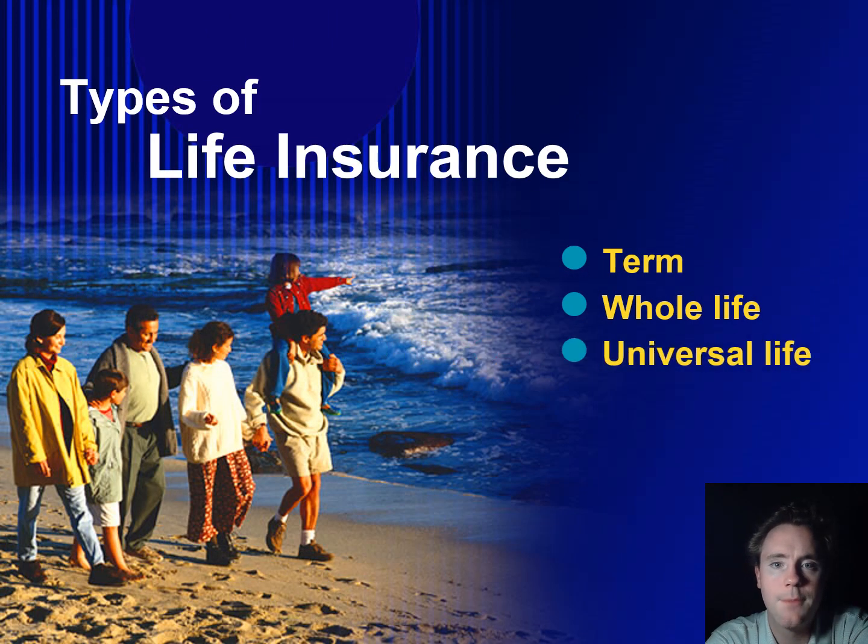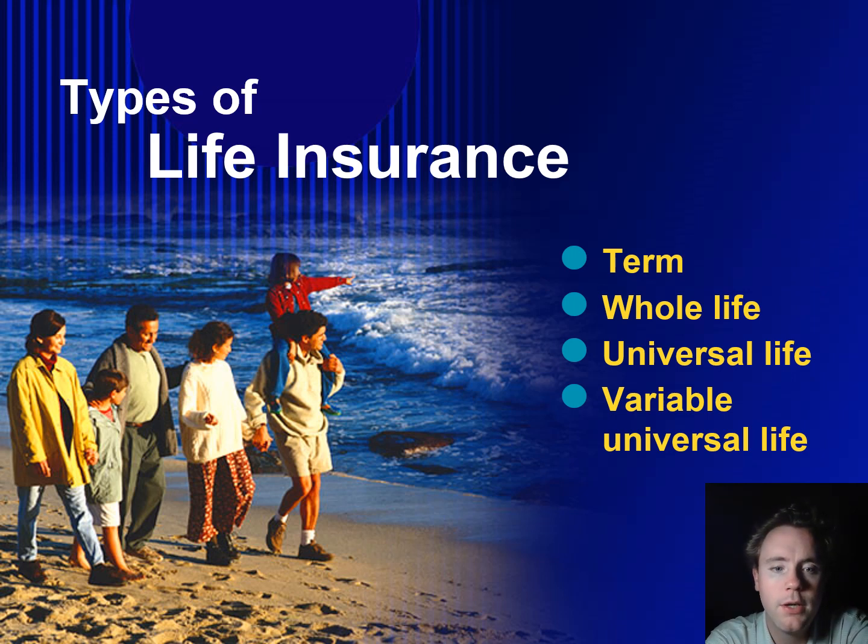Let's talk about the different types of life insurance. So really and truly, there's only two different types of insurance. There's term insurance and permanent insurance. And permanent insurance is categorized into several different subcategories: whole life, universal life, and variable universal life.